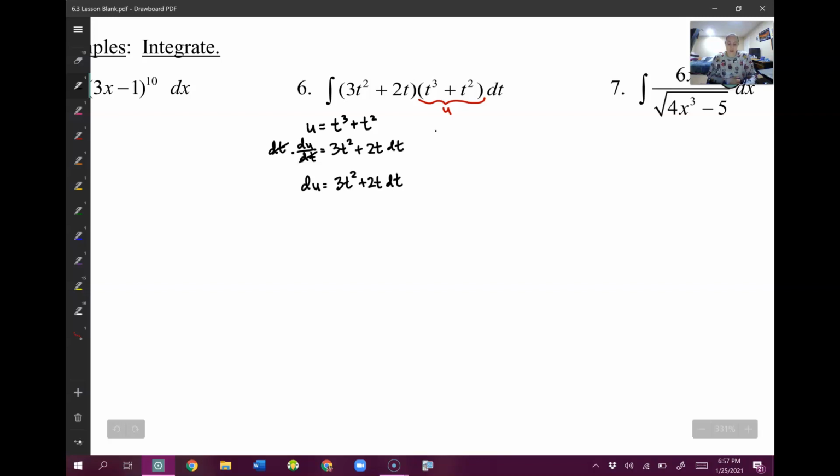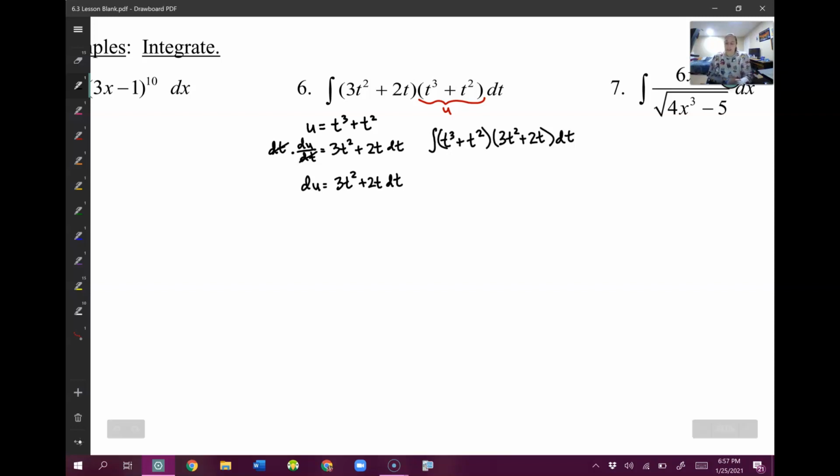Now let's go back to our integral. I'm going to rewrite things a little bit. I'm going to put my u, the t cubed plus t squared, first. And then my 3t squared plus 2t, I'm going to put second. Which I can do because this is multiplying, and 3 times 4 is the same thing as 4 times 3. Anytime we're multiplying, we can move things around and we're fine.